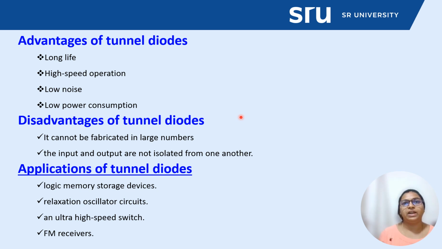Its application use is very large in logic memory storage devices. Tunnel diodes are also used in relaxation oscillator circuits. They are also used in ultra high speed switching devices. Also they are used in FM receivers.